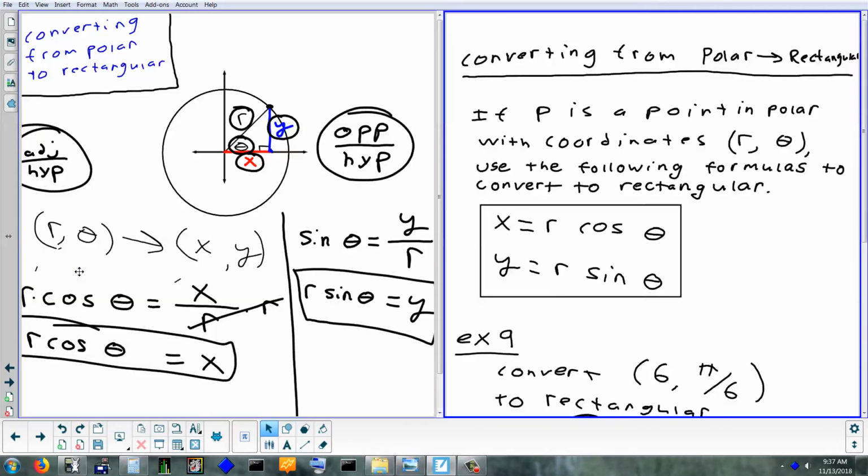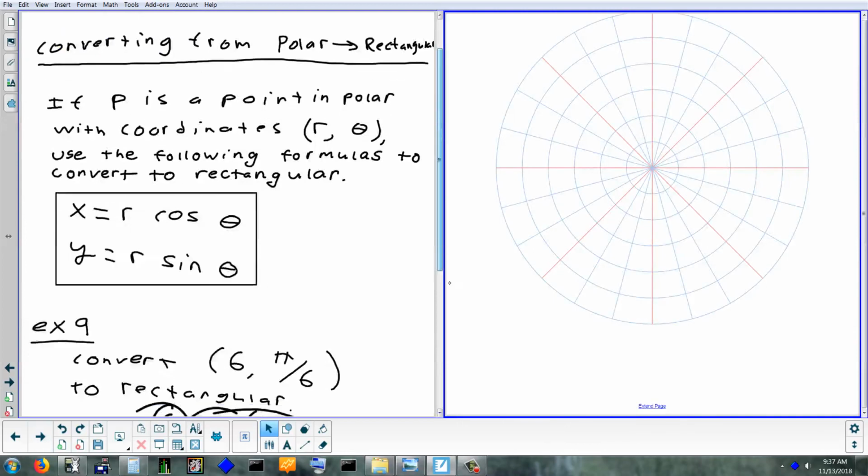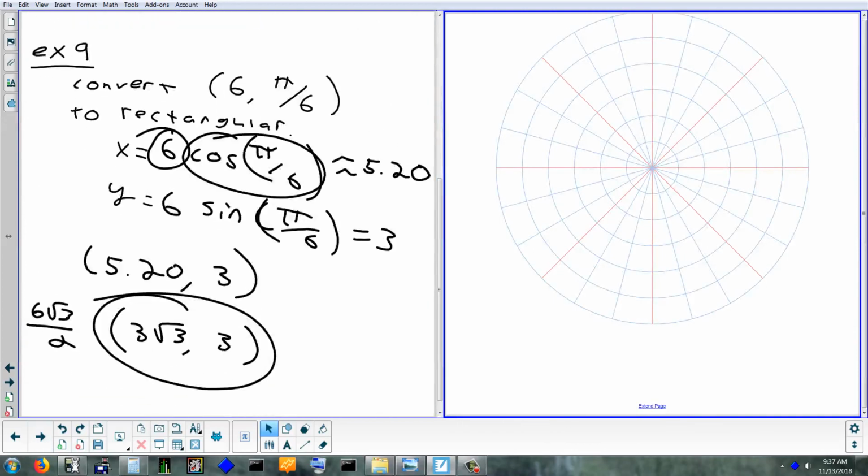All right, so I want to look at graphing that point, and I'm going to show you something I can do on here to check my answer. So the original point was 6, 30 degrees. 1, 2, 3, 4, 5, 6, 30. Okay, I'll let you double check it, but does everyone agree that I graphed that in the right spot?